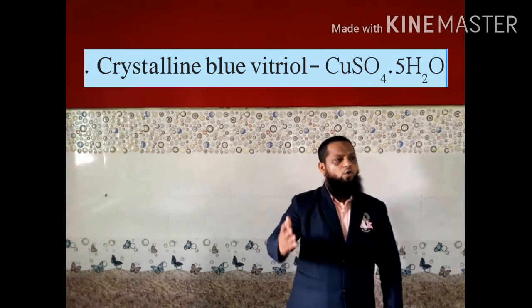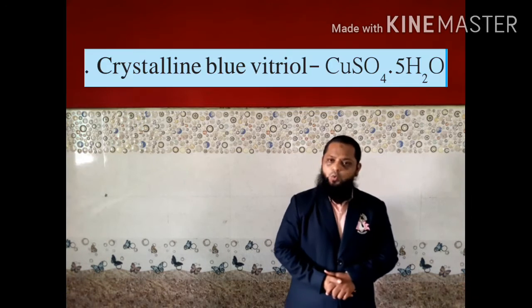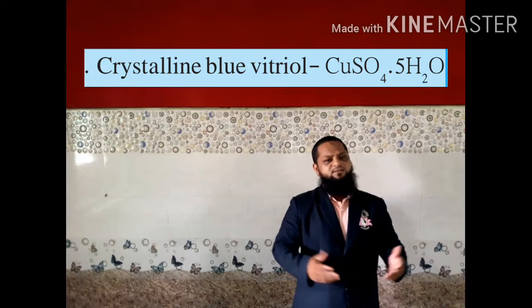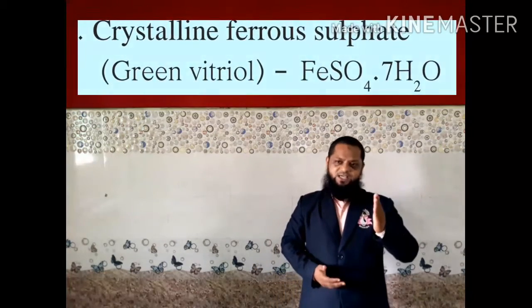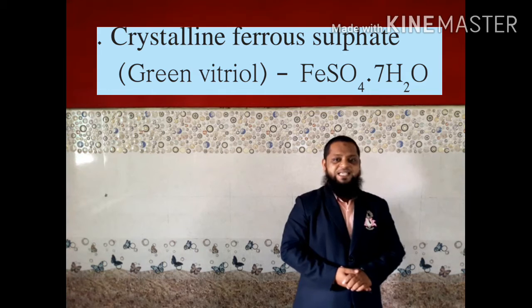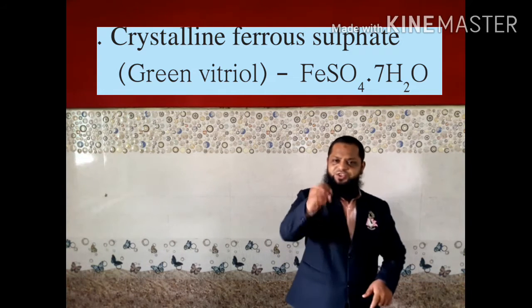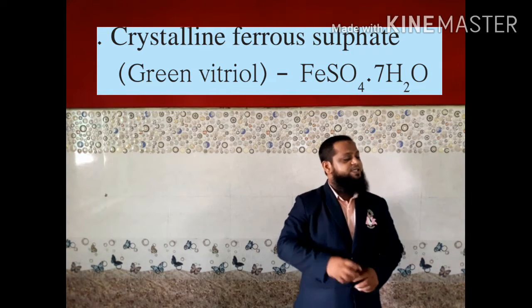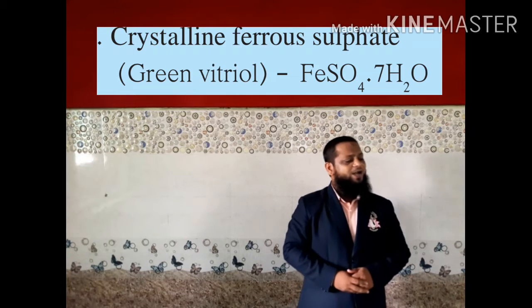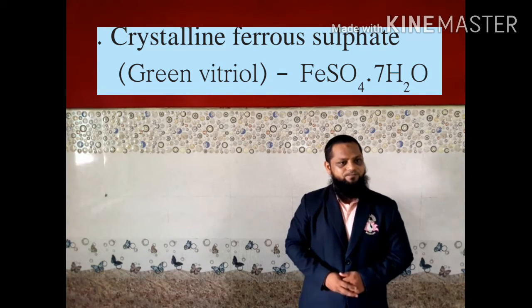Chemical formula of blue vitriol is CuSO4·5H2O. In this, 5H2O is nothing but the water of crystallization. Chemical formula of ferrous sulfate, that is FeSO4·7H2O. In this ferrous sulfate, 7H2O is the water of crystallization.